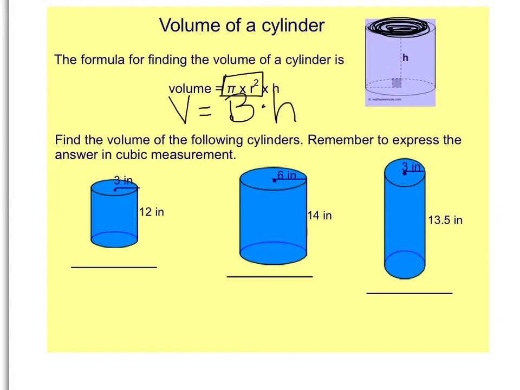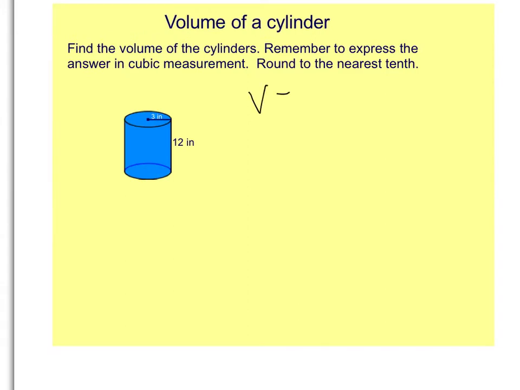So here are the three cylinders we're going to find, but I'm going to put them on each separate page. Remember that volume is cubic measurements. So when we use our labels, we're going to be measuring our volume in inches cubed. And always we're finding the area of the base times the height. Use that formula, volume equals big B times my height. That would be pi times radius squared times my height, because that pi times radius squared is the area of my base. So find the volume of the cylinders. Remember to express your answer in cubic measurements, round to the nearest tenth.